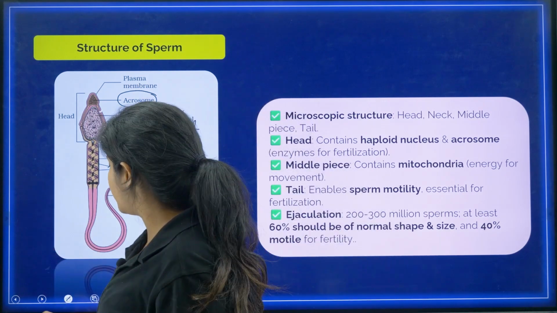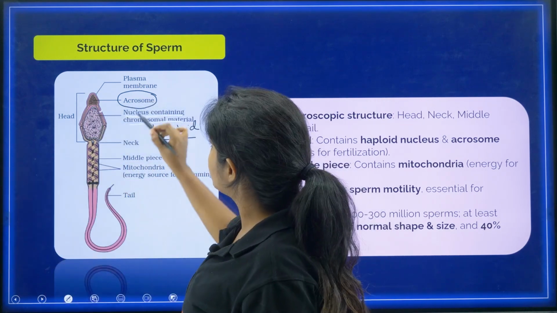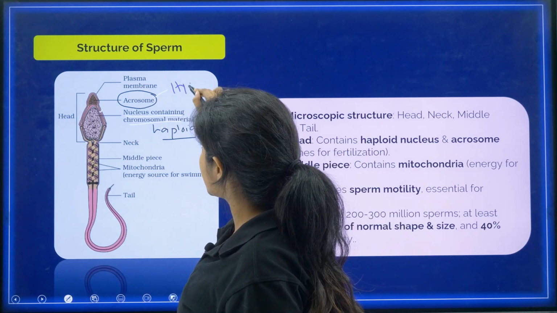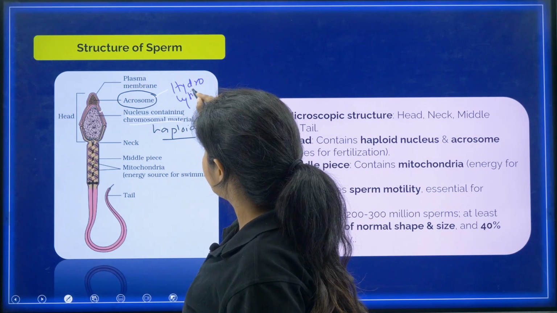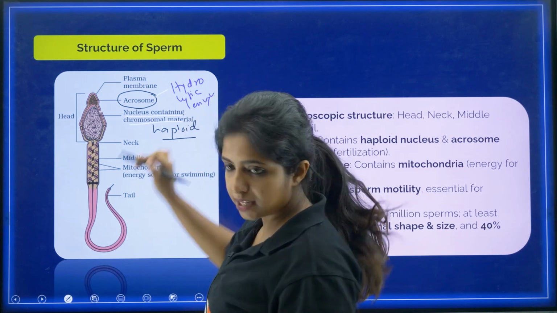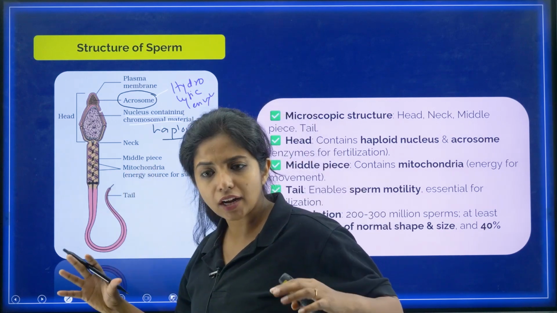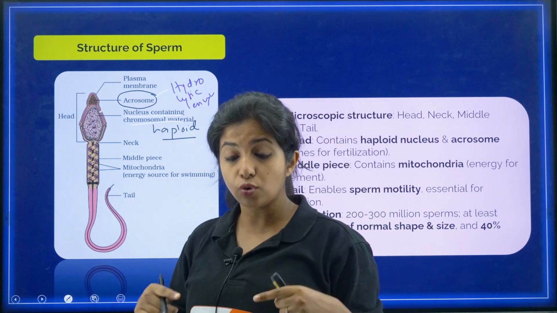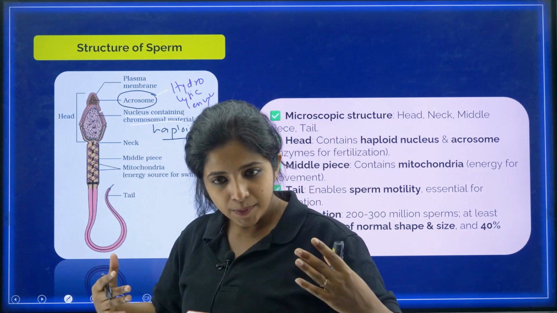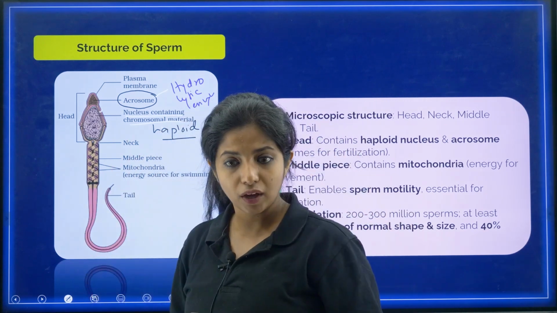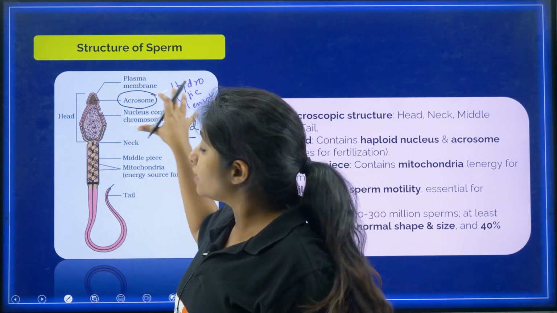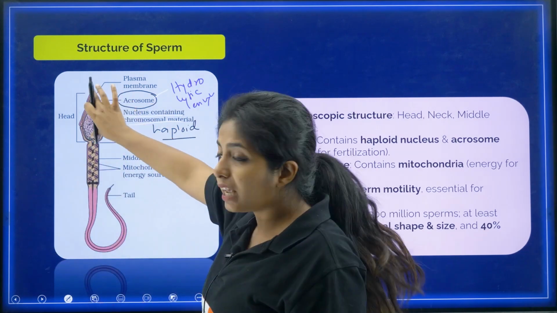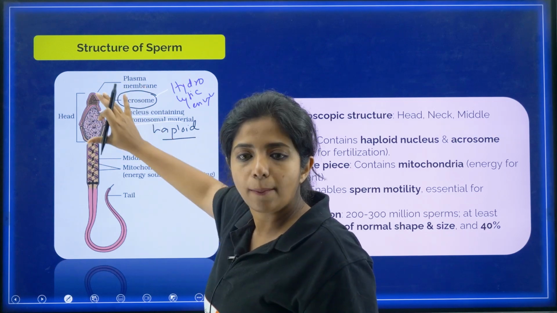And what does the acrosome contain? It contains certain hydrolytic enzymes which are going to act on the membrane of the egg and get inside the egg. For fertilization to happen, you need certain hydrolytic enzymes, and those are being stored in the acrosome, which is right there in the head region itself, above the haploid nucleus.